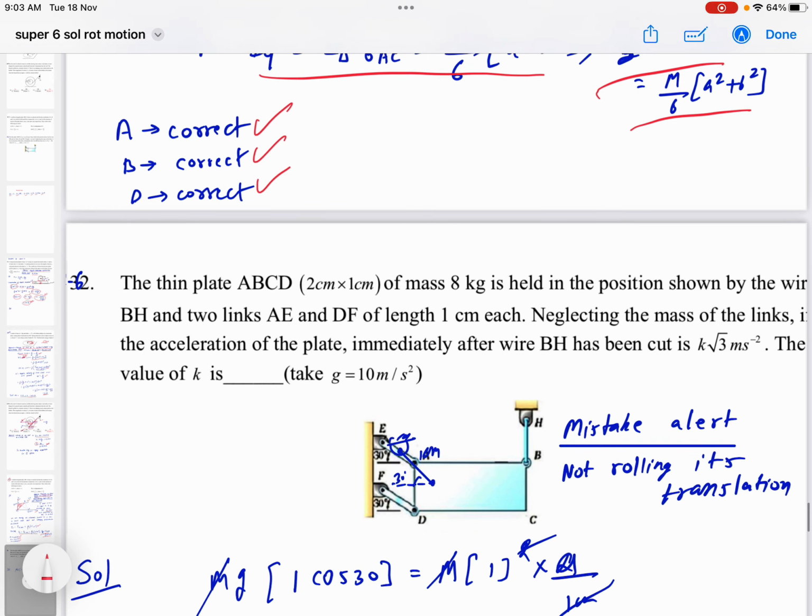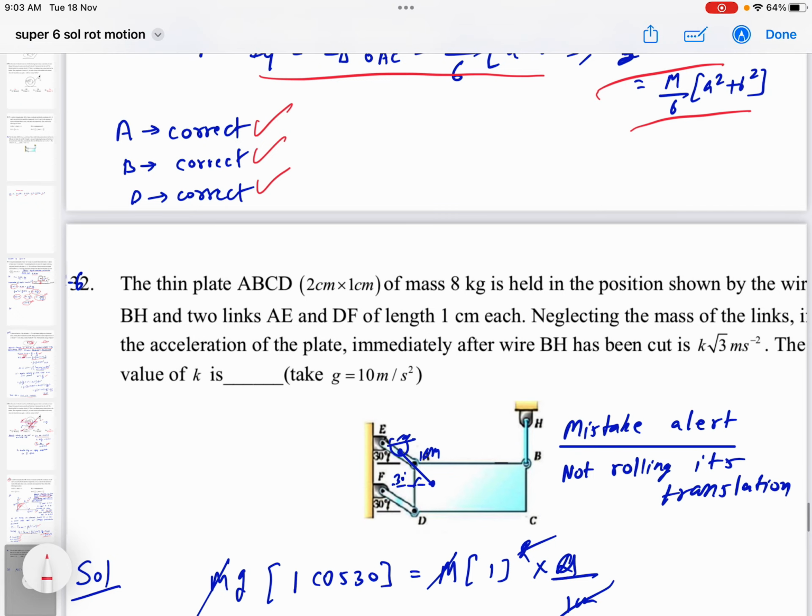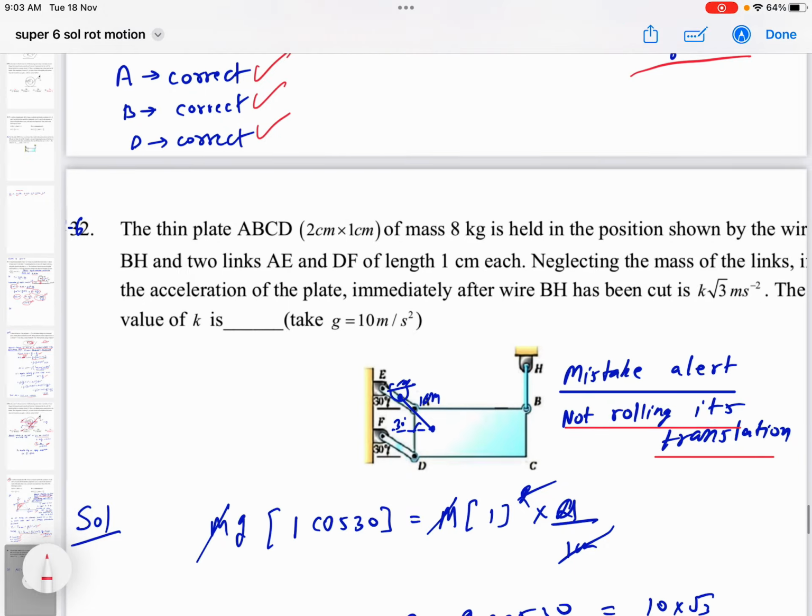Now here, just like in SHM I said, a few things seem to be performing rolling motion, but actually they perform translatory motion. So it's that kind of question. The approach is simple: it's not rolling, it is translation. All the questions that I am showing are those in which students generally make mistakes. It's not a very complex or very hard question, but one in which students make mistakes, right?